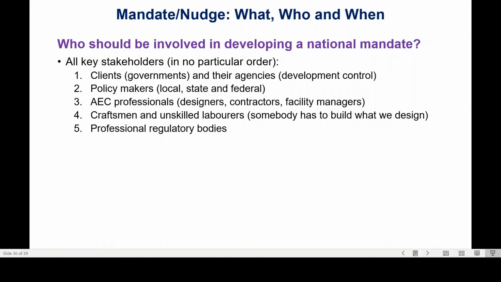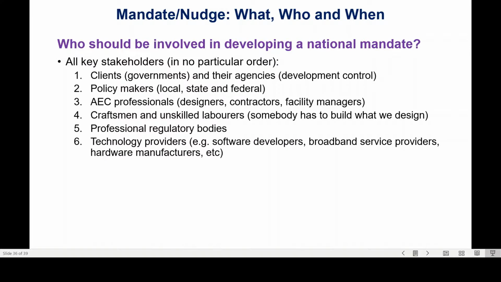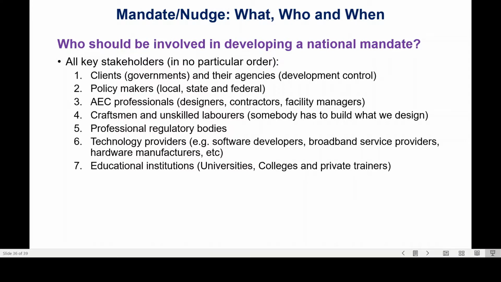Professional and regulatory bodies also need to be involved. Technology providers, those who make the software, the hardware, the broadband services, the internet, and the rest of that, they all have to be brought on board as well in this journey. Educational institutions, whether talking about colleges, universities, or private trainers, they are also important stakeholders. International donor agencies need to be involved as well, because in many countries, in Africa in particular, a lot of large projects come about because of funding from donor agencies or even credit agencies.